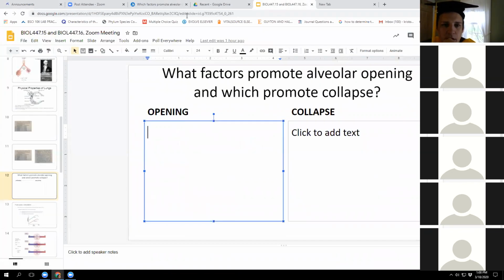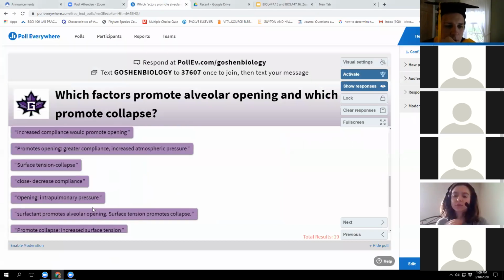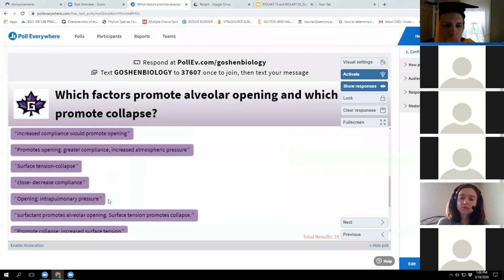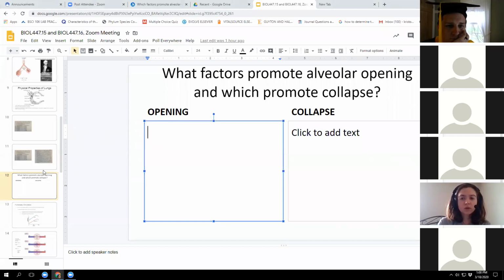Okay, does anybody want to qualify that statement about alveolar opening? Can you repeat what the person wrote? Yeah, the person wrote here, intrapulmonary pressure promotes opening, and I'm just wondering in what sense that is. I didn't write that, but would a decrease in intrapulmonary pressure promote opening? Yeah, I don't know if that's what you were finishing, but I feel like that's what you were saying at the end. Is that right?